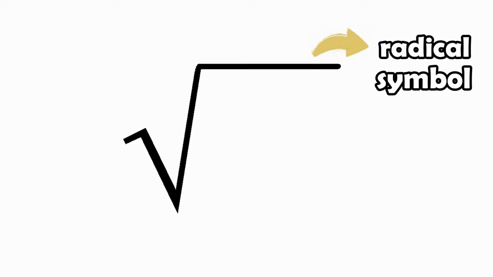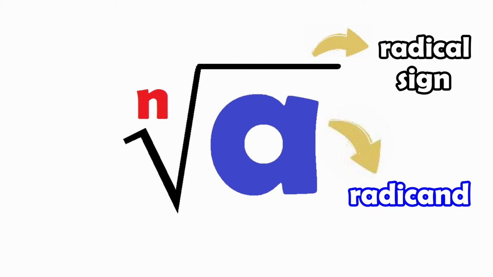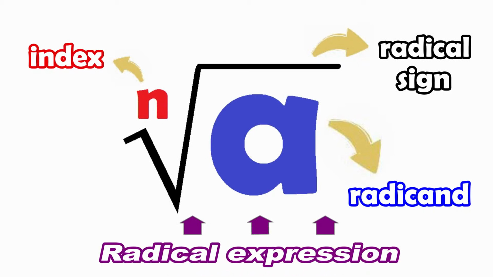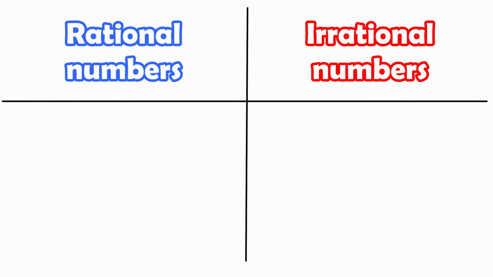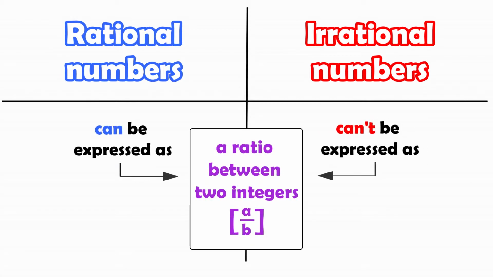Before we start on today's lesson on rules for radicals, let's quickly review some important vocabulary. This symbol is called the radical symbol or the radical sign. The number inside the radical symbol is called the radicand. The little number outside the radical symbol tells you what root is being taken and is called the index. A radical expression is any expression that contains the radical symbol. Finally, an irrational number is any number that can't be expressed as a ratio between two integers.